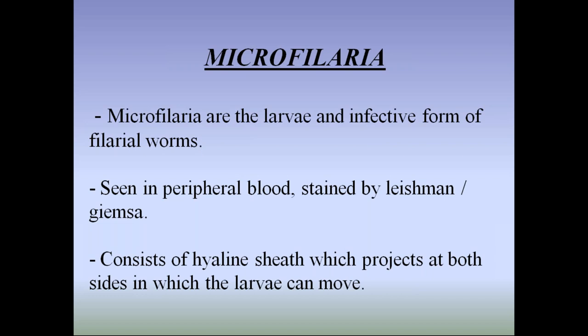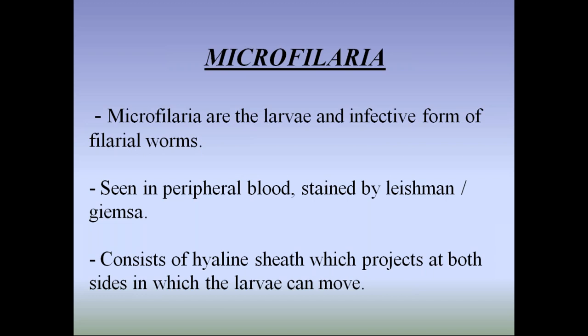These adult worms, male and female, are present in the internal organs. They remain coiled together, fertilize, and liberate larvae, and these larvae will circulate in the peripheral blood. The females are viviparous. Viviparous means immediately after the eggs form, they hatch out and the larva comes out. That is why we can't see the eggs of the filarial worms. They are viviparous.